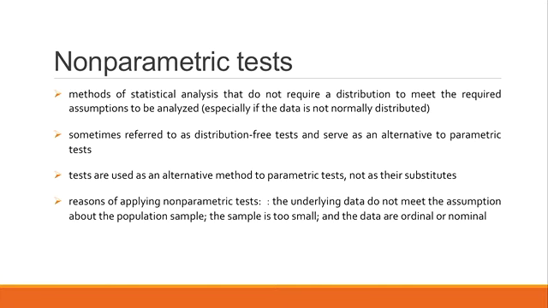So when we speak of non-parametric tests, these are actually the tests that we are going to use if we are going to have a population that is said to be distribution free, or those populations other than the normally distributed ones. So these are the methods of statistical analysis that do not require a distribution to meet the required assumptions to be analyzed. So again, it is not specified to be normally distributed as regards the population of interest.